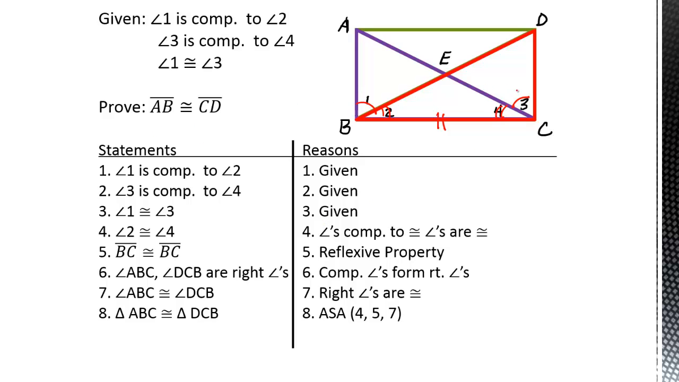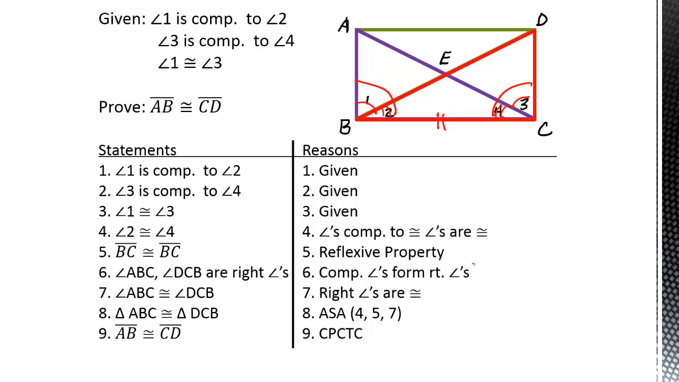So that would allow me to say that triangle ABC is congruent to triangle DCB because of angle side angle in steps 4, 5, and 7. And then lastly, I can say that segment AB is congruent to segment CD by CPCTC.